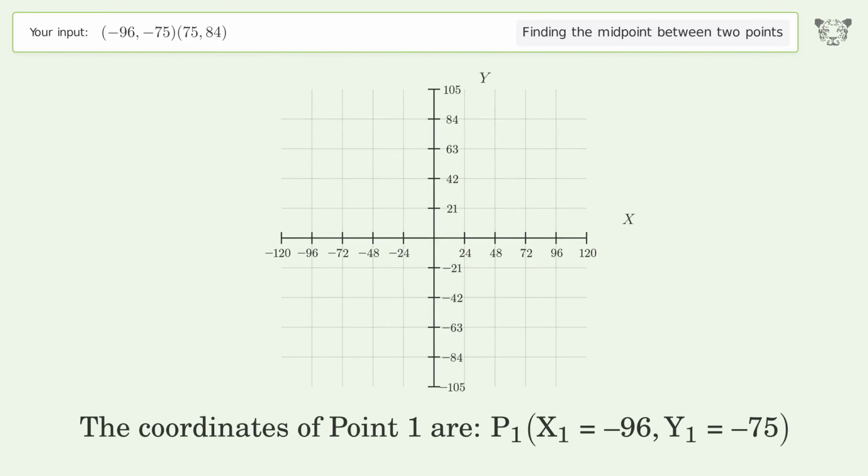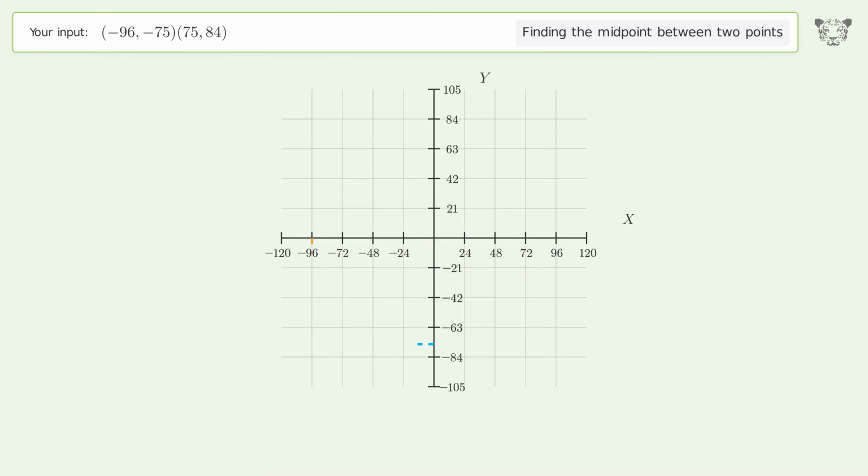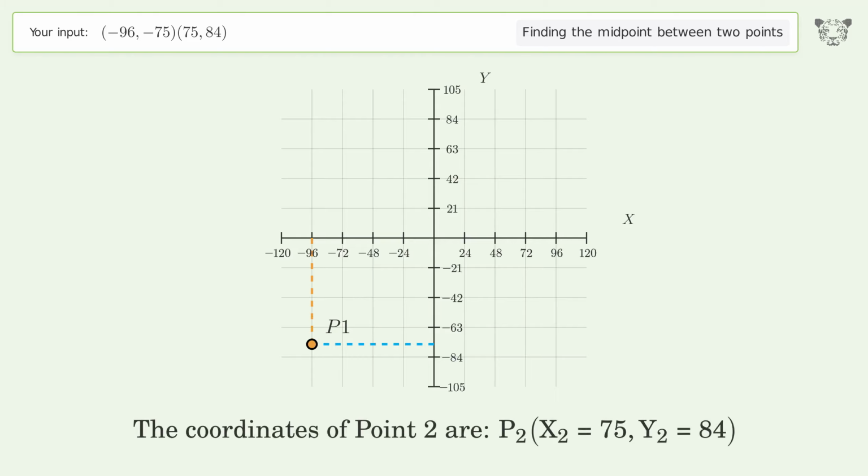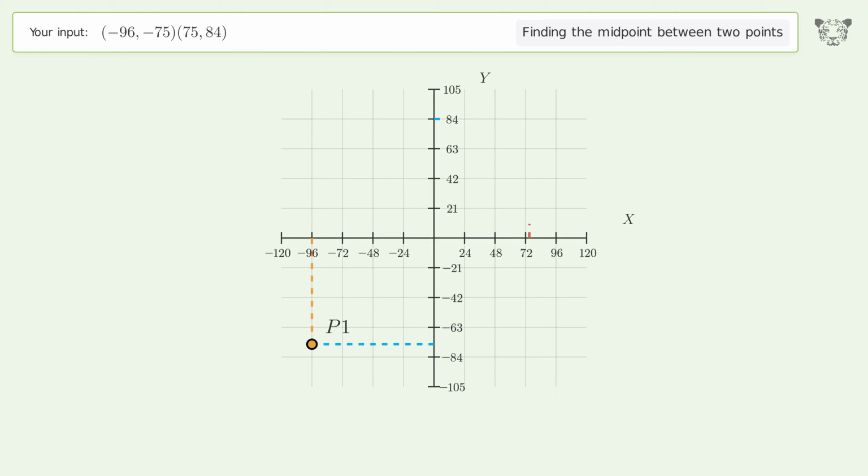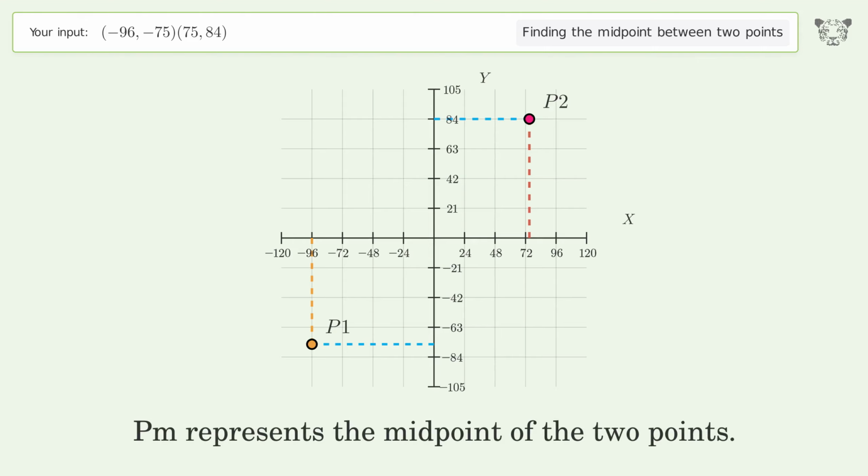The coordinates of point 1 are, x1 equals negative 96, y1 equals negative 75. The coordinates of point 2 are, x2 equals 75, y2 equals 84. PM represents the midpoint of the 2 points.